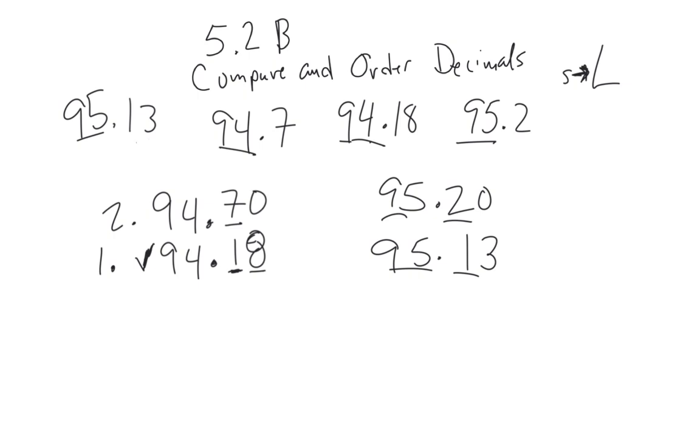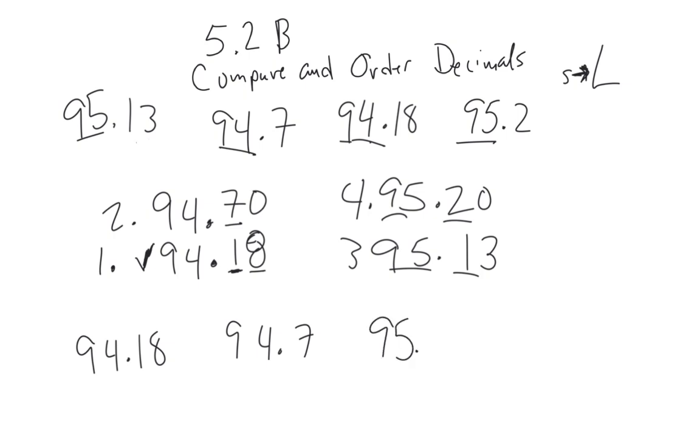So this is my first smallest, second smallest, this would be my third smallest, and then my fourth smallest. Now if I put these in order from smallest to largest, I would do 94 and 18 hundredths, then 94 and 7 tenths, then 95 and 13 hundredths, and my last, largest number would be 95 and 2 tenths. Sorry, I'm going to scratch that out because that's not what I had to begin with. So 2 tenths, this number right here. Okay, so this would be it.